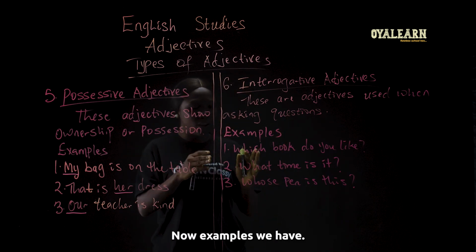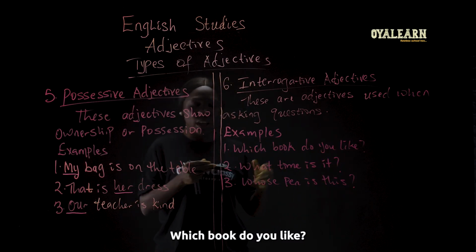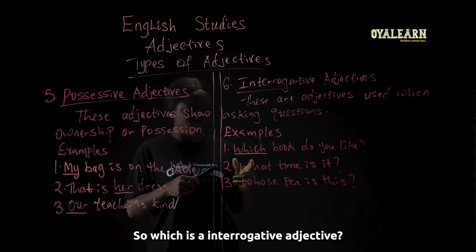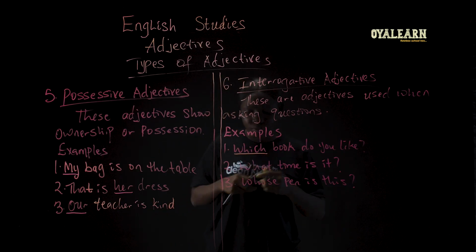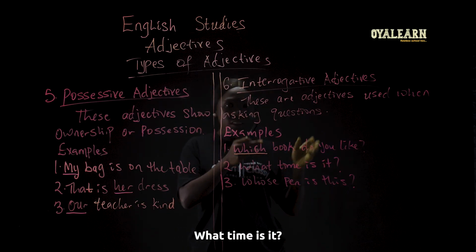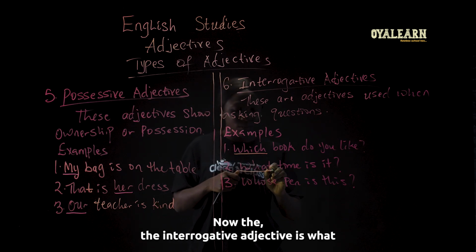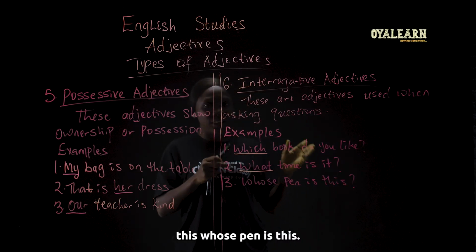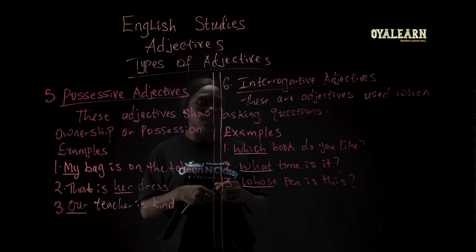All right. Now examples, we have, which book do you like? So which is an interrogative adjective. Which book? You can see that the word which is close to book. Now the next is, what time is it? The interrogative adjective is what. Then lastly we have, whose pen is this? So the word whose is an interrogative adjective.